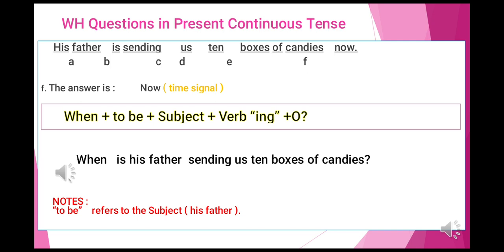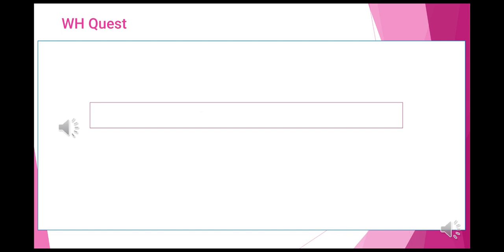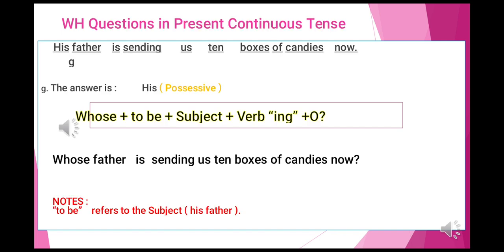Now, if we want to know how to use whose in WH questions, I'm going to explain here. For example, his is the answer. His is the possessive of noun, right? So for example, we cover his because the answer is his. Okay, we cover his. We can change his into whose.